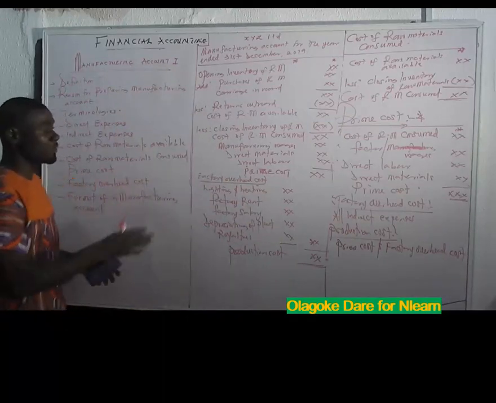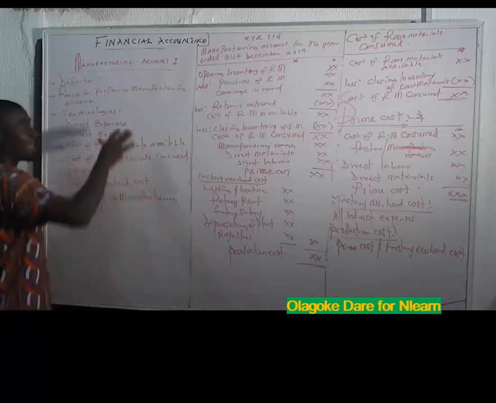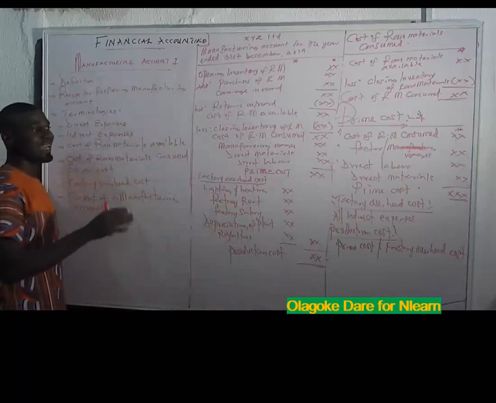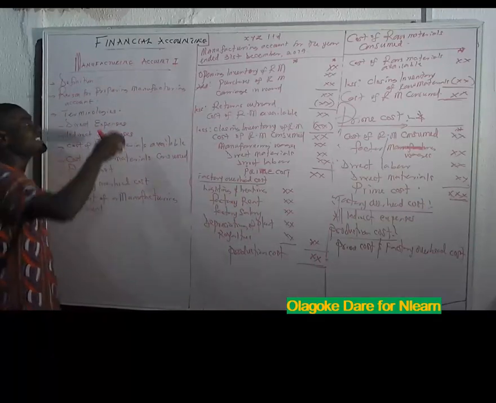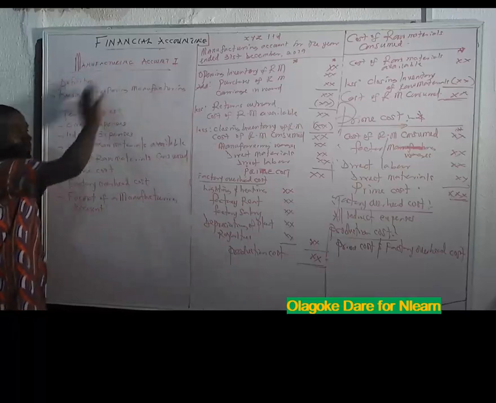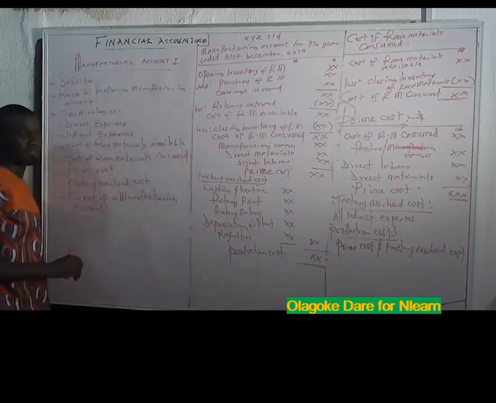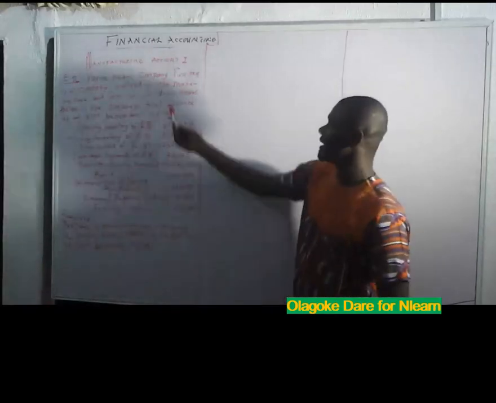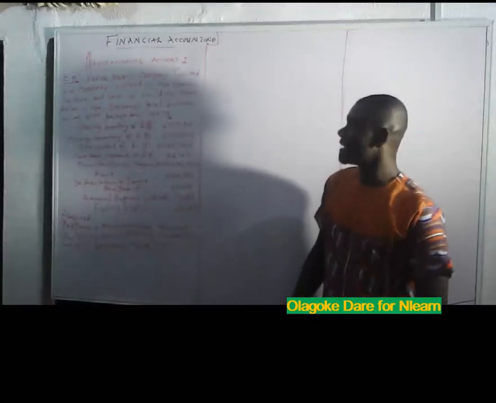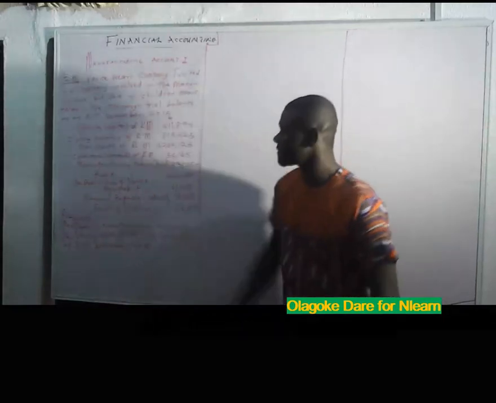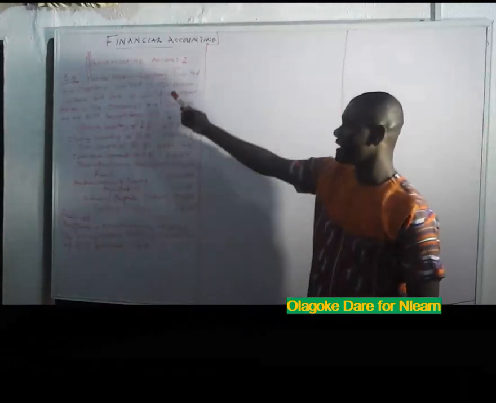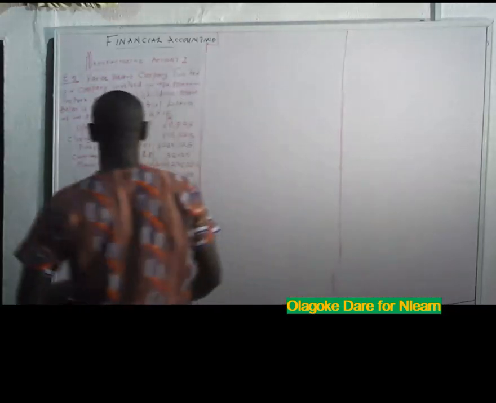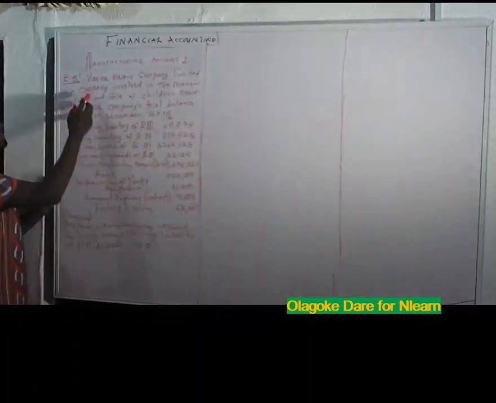Okay, so I'm going to bring a question now. We are going to answer a question based on this format, then a theoretical question to see if we understand everything I've explained on this topic. Okay, we have an exercise, an example on manufacturing accounts. Based on what we just learned, let's solve questions to see if we can still remember. Alright, this is the question.